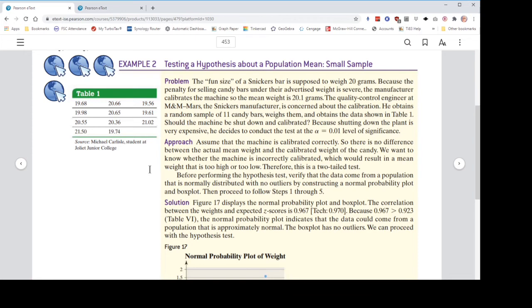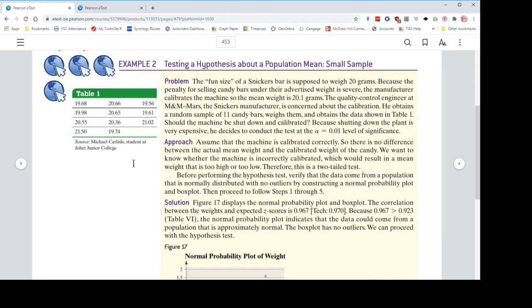The fun size Snickers bar is supposed to weigh 20 grams. Because the penalty for selling candy bars under their advertised weight is severe, the manufacturer calibrates the machine so that the weight is 20.1 grams. The quality control engineer at M&M Mars, the Snickers manufacturer, is concerned about the calibration. He obtains a random sample of 11 candy bars and weighs them, and obtains the sample shown in table 1. So we've got 11 weights of our candy bars here. Should the machine be shut down and recalibrated?